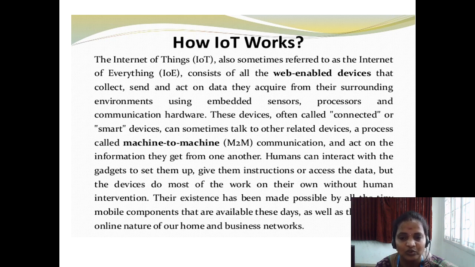So how is the data processed there? Humans can interact with the gadgets to set them up, give them instructions, or access the data, while the devices do most of the work on their own without human intervention. Here is an example. A human gives instructions to the machines. If you are getting up from the bed, you have already given the instruction to the electric kettle or the coffee maker.